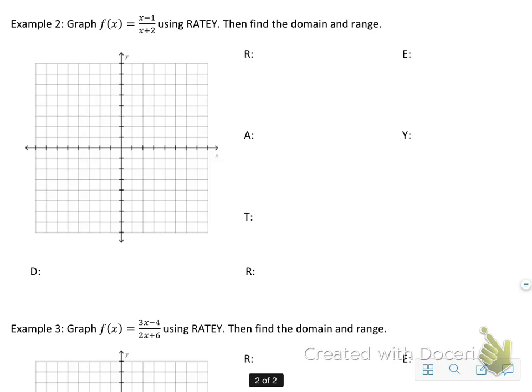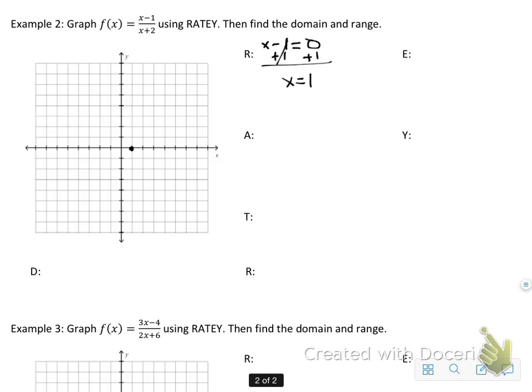So for this one, we have x minus 1 over x plus 2. Well, if you turn over your paper, you know that R is for roots, or zeros. We set the numerator equal to 0, so x minus 1 equals 0. Solve for x. Well, this time there is something, right? We add 1 to both sides, x equals 1. That's a point on the x-axis.